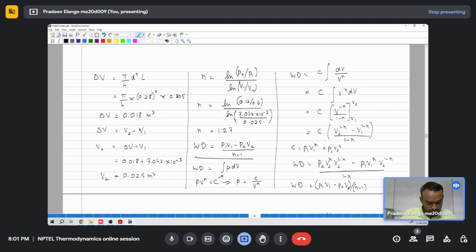So work done, we know it is integral PdV, right? Yes, sir. So here I can write P in terms of volume because I know PV to the power n is equal to constant. So I have written P as constant by V to the power n.